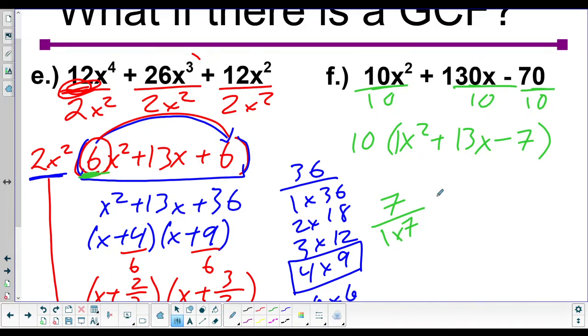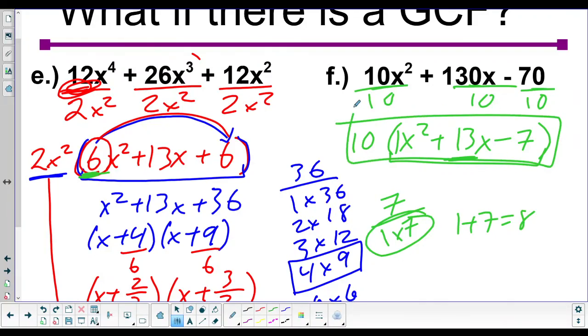But wait a second. I can't make 13 with 1 and 7. At best, I can make... Oops, I gave it away. I can make 8. Because I cannot make 13, this is unfactorable, and this is as factored as it can get. So we don't actually have to do complex factoring there, but we're just refreshing GCF a little bit. Sorry to scare you.